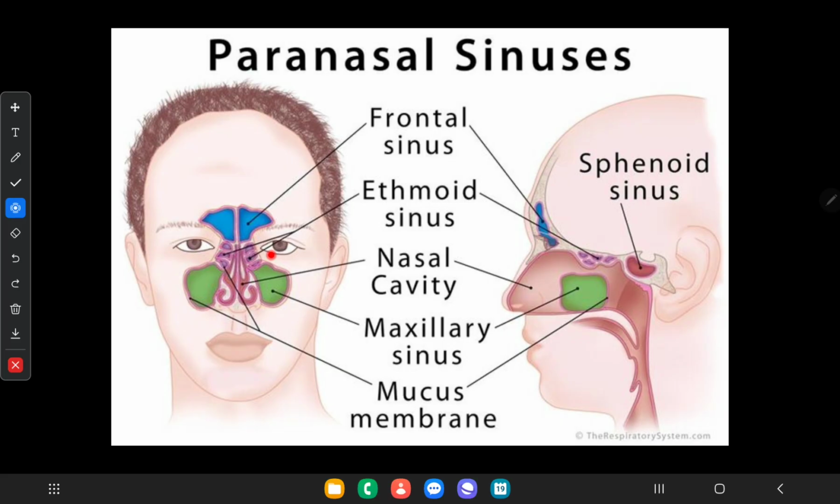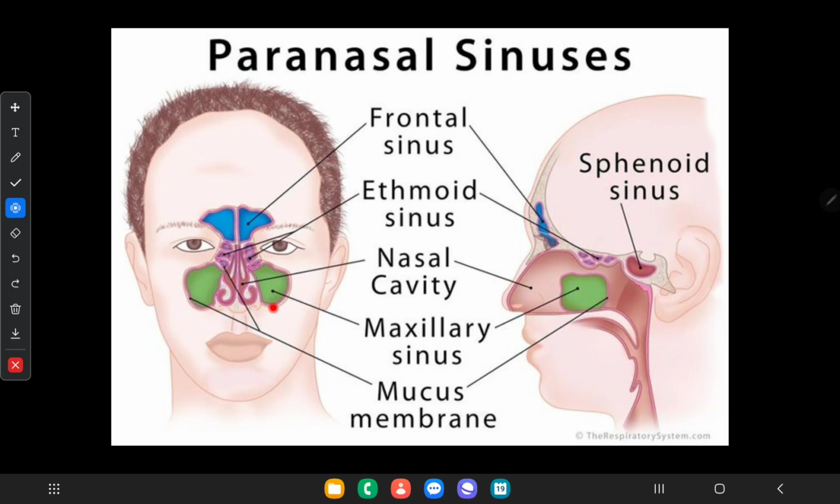The floor is formed by the alveolar and palatine processes of the maxilla. Here is the floor. And the floor is located about 1 centimeter below the floor of the nasal cavity. The roots of the upper molar and premolar teeth almost project into the floor of the sinus. Therefore, the bone is very thin here.